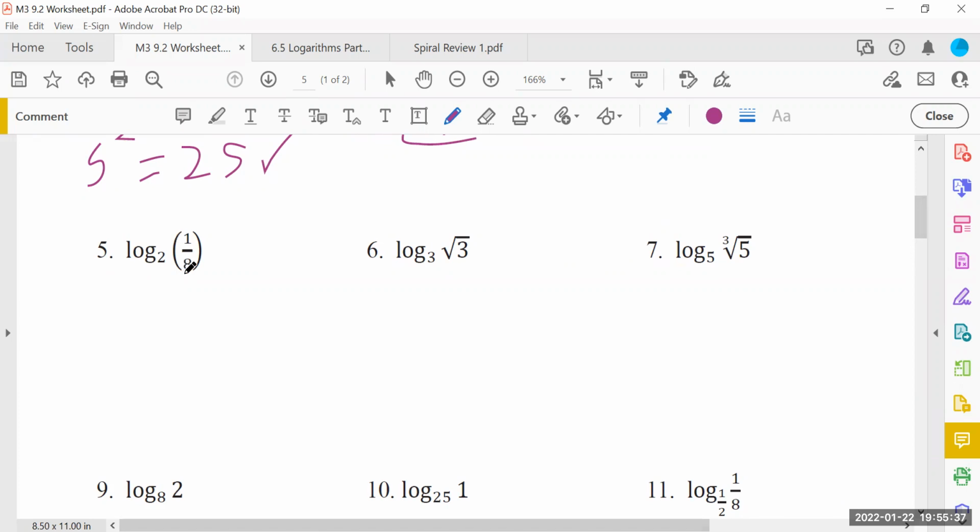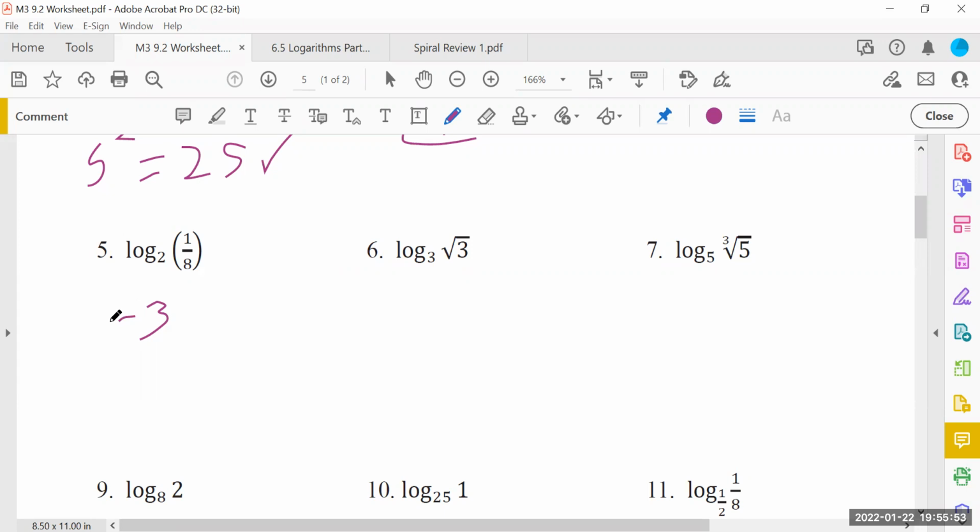So coming down here then, number 5, log base 2 of 1/8. We're looking, okay, 2 to what power makes 8? Well, that's 2 to the 3rd power. And then if I need that to actually be 1/8 instead of just 8, that's where we put that negative here.